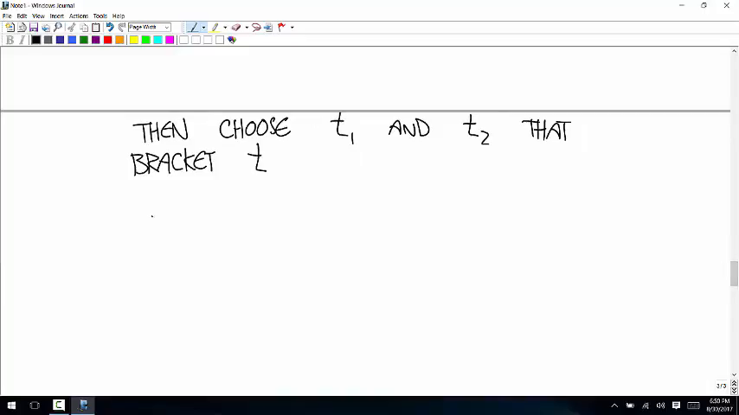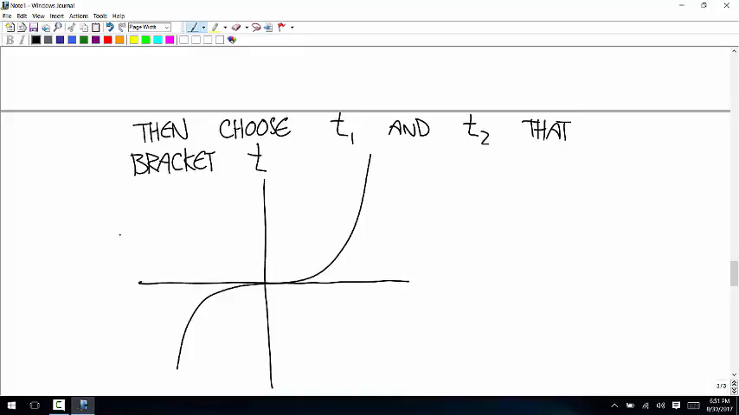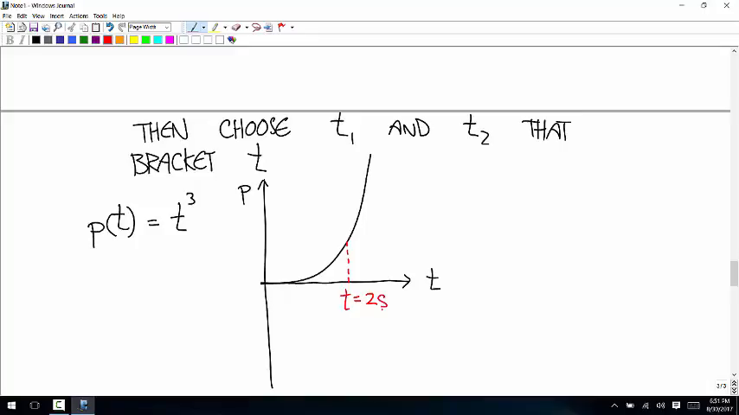So let's do this with the graph. If this is P, well, these negative time values don't mean anything, so let me erase those. And T. Okay, so vertical is the position, horizontal is the time. And what I have here is a graph. Position as a function of time is equal to time cubed. And say that what we really want is to know the instantaneous velocity at time equals 2 seconds.